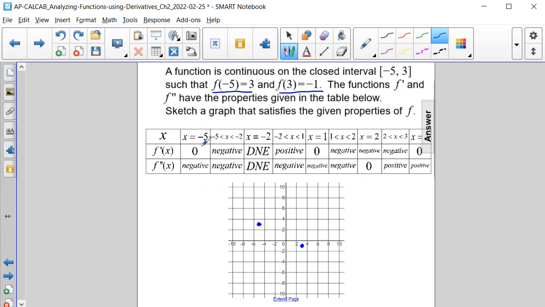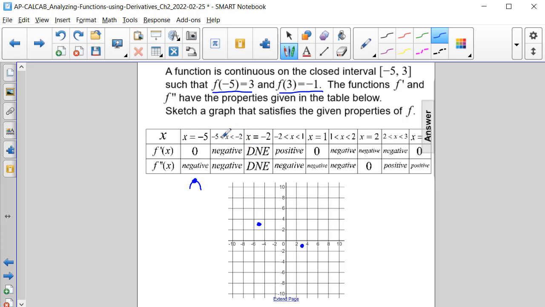So when x equals -5, the derivative of f is equal to 0, and its second derivative is negative, meaning it's concave down. So that tells me that at x equals -5, I'm going to have a relative maximum value there.